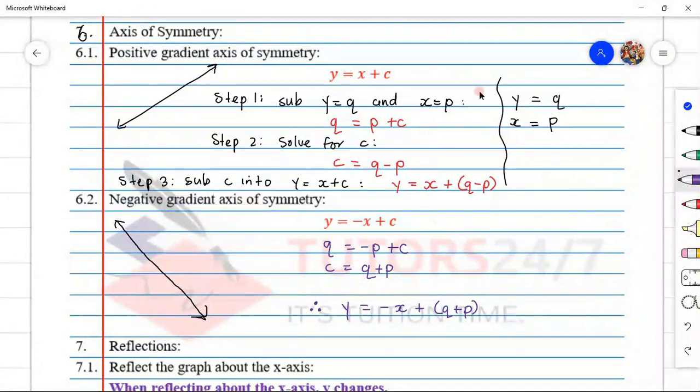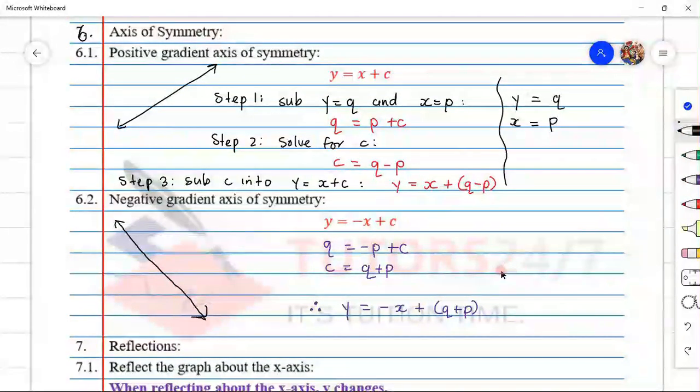Now, this value of C represents where the axis of symmetry line cuts the y-axis. So it's essentially the same thing as a linear function, except we don't find our gradient. The gradient is always given to us as either 1 or negative 1. Another important thing to take note of is that the axis of symmetry lines intersect at the point PQ.